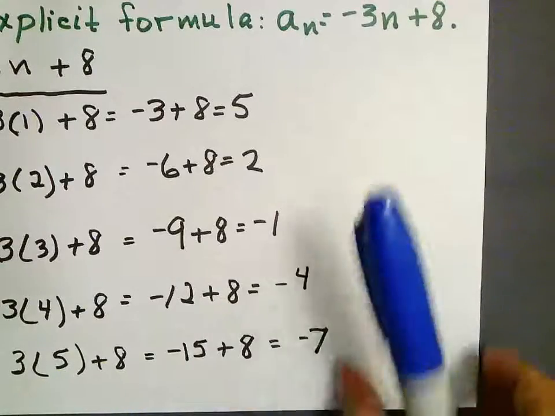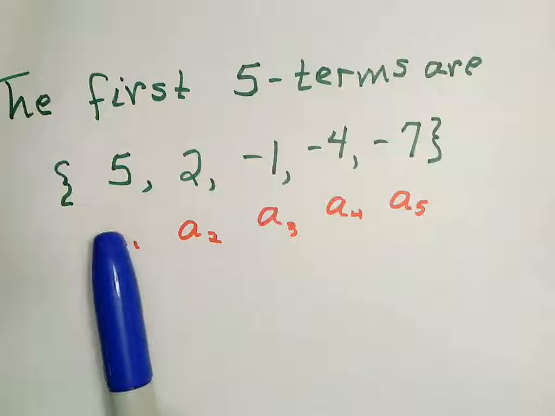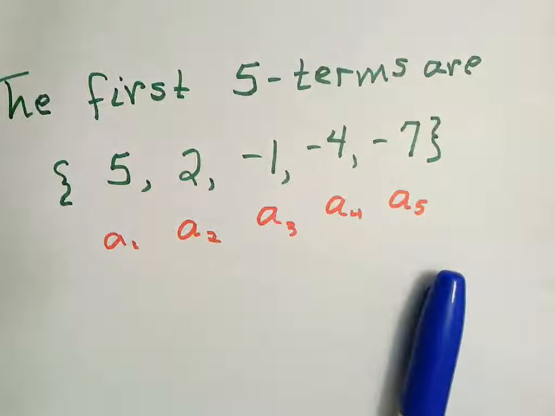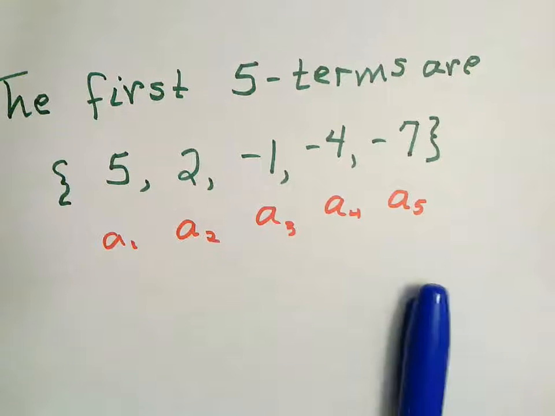Let me take that back. It's not 17, it's negative 7. Okay. And the first 5 terms are 5, 2, negative 1, negative 4, negative 7. A sub 1, a sub 2, a sub 3, a sub 4, a sub 5.